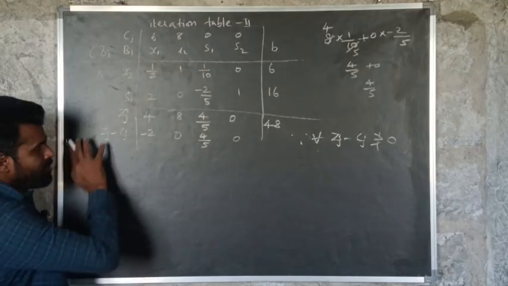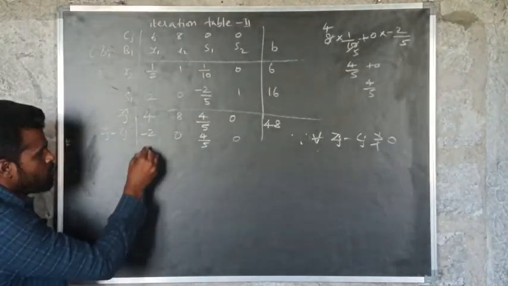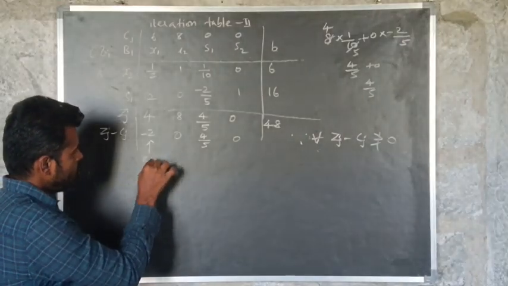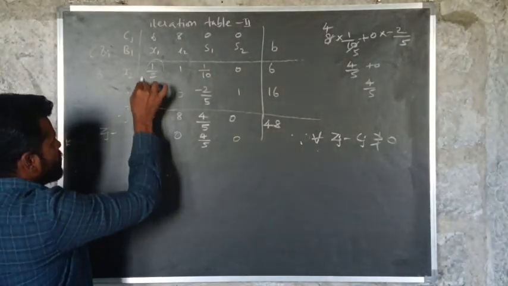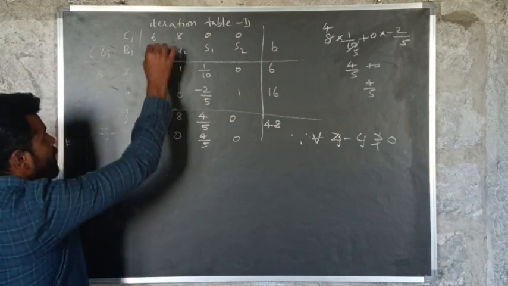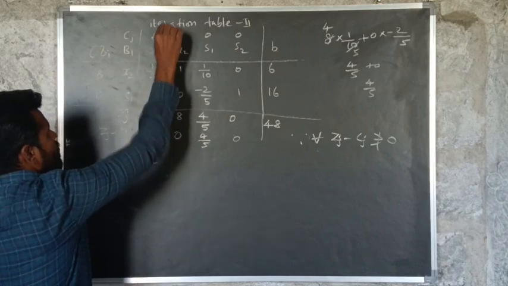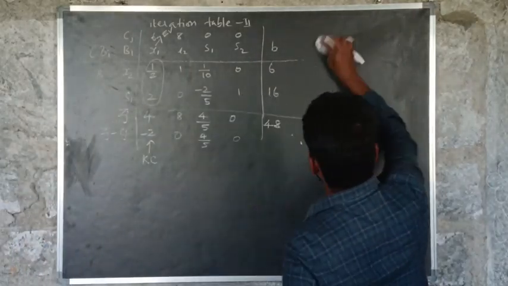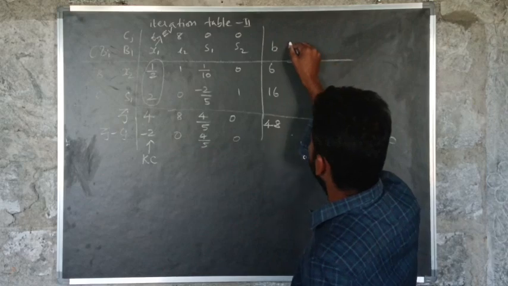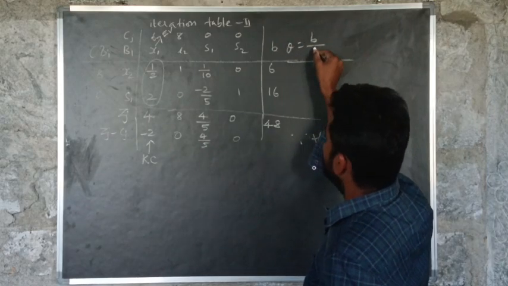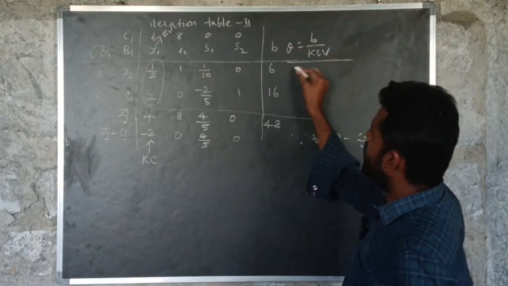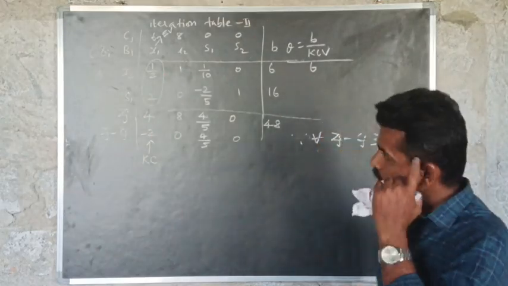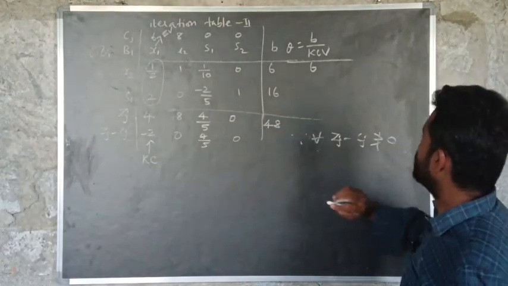So among this Zj minus Cj, what is the lowest value? Minus 2. Since only one negative value exists, we will take it as the key column. We have to encircle the respective values as the key column. So the entering variable in the next iteration is x1. Now again we are going to find the quantity ratio. The ratio formula is quantity divided by key column. The quantity here is 6. Whenever a fraction occurs, instead of dividing we will multiply with the reciprocal.